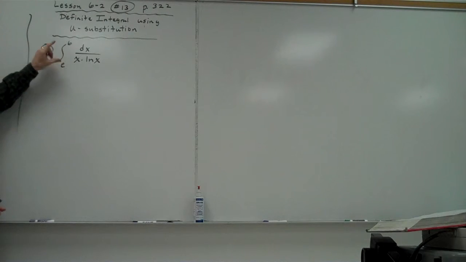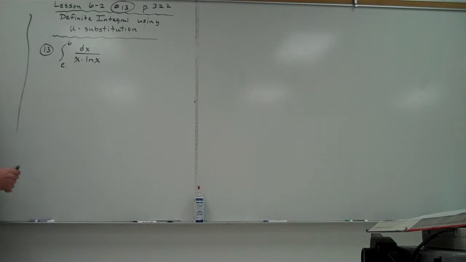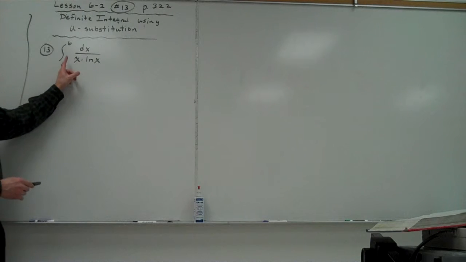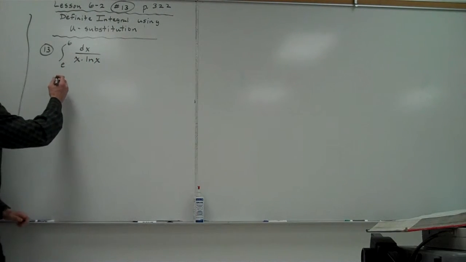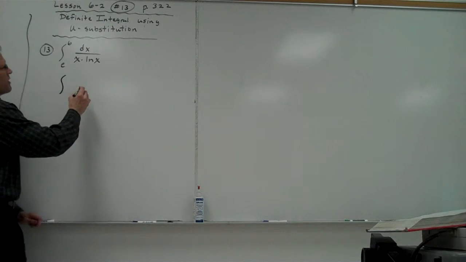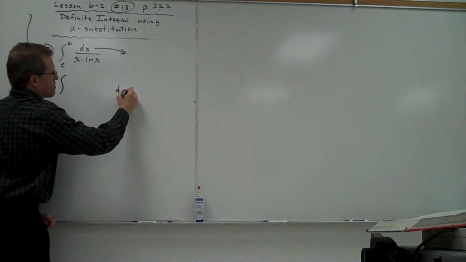If we were to graph this and find the area between the curve and the x-axis between e and 6, that would be our answer. Now, the reason we want to use U substitution is because we have a fairly complicated expression here. And what I'm going to do is rewrite this a little bit. Let's move the dx out to the side, over here.